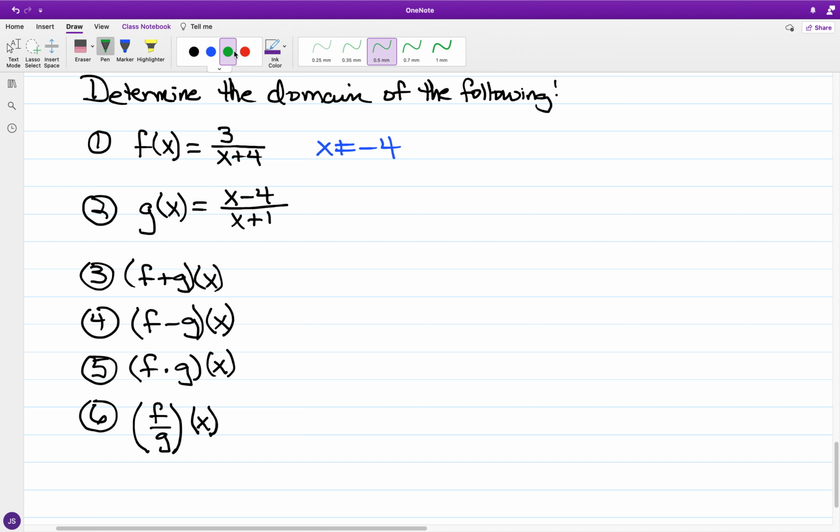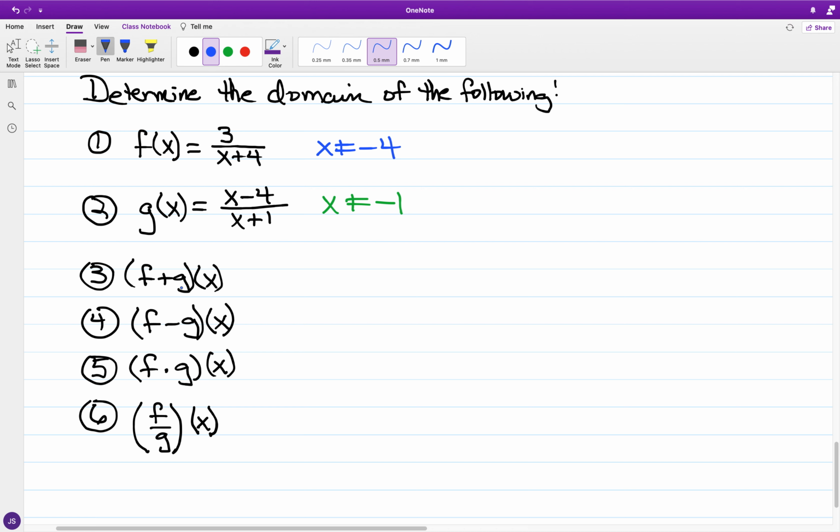Now for g of x, we have x minus 4 over x plus 1. Here we have a couple of x expressions. But again, because g of x is a fraction, the restriction is going to come with the denominator. So in this case, x plus 1 cannot be 0. That means that for g of x to be defined, x cannot be negative 1. All right, and just carrying over what we have here.